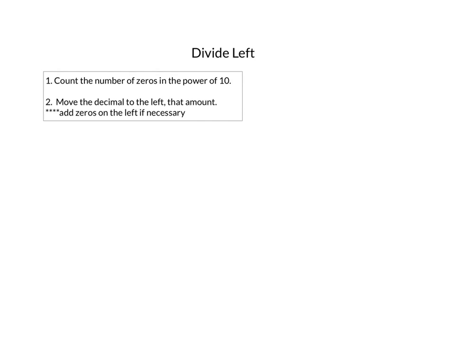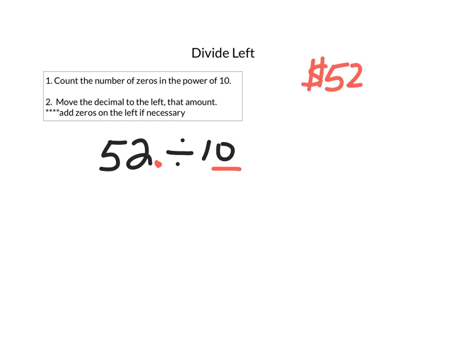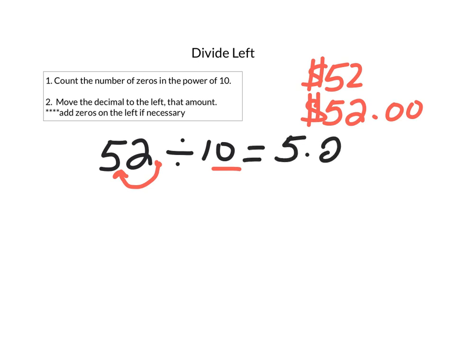All right, let's try again. Let's say we have 52 divided by 10. Oh, I need to move my decimal 1 place. Uh-oh, where's my decimal? Remember, every whole number has a decimal to the right of the number. Okay, think about money. I could say I have $52, or I could say I have $52.00. So the decimal is always there. So now I need to move my decimal 1 place to the left, and therefore my answer becomes 5.2.